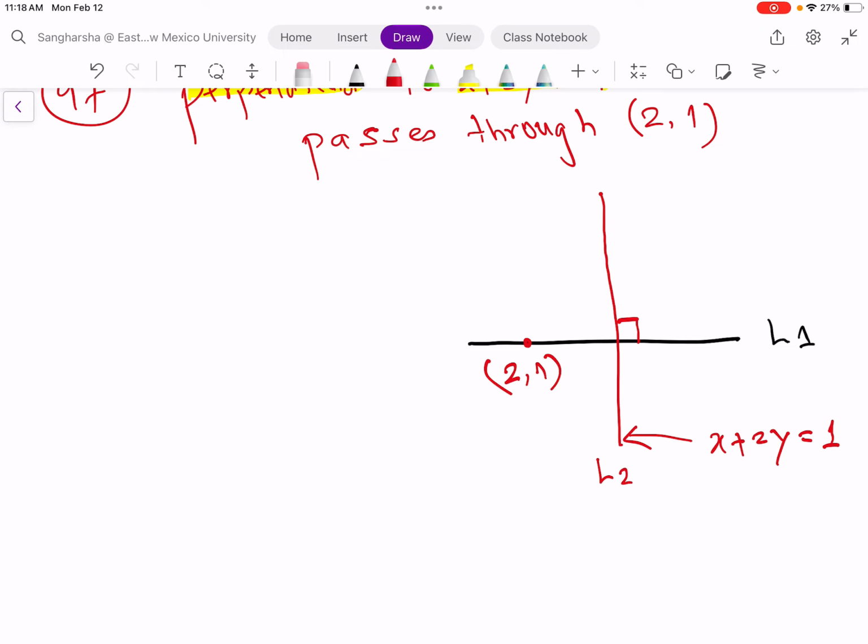Now these two are perpendicular, and perpendicular means what is the relation between their slopes, how their slopes are related. So we have two perpendicular lines. How are their slopes related? Yes, it's like flipped. This slope is flipped.